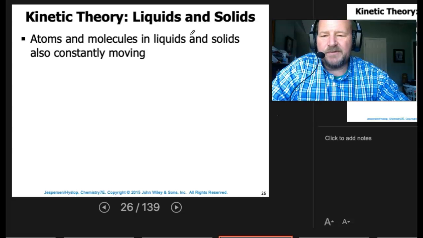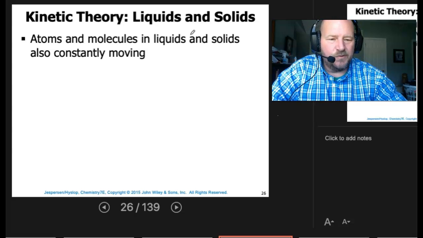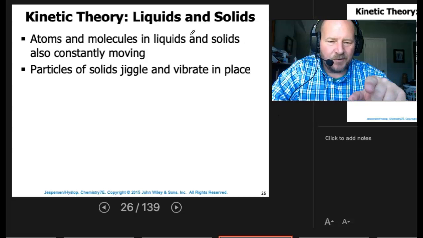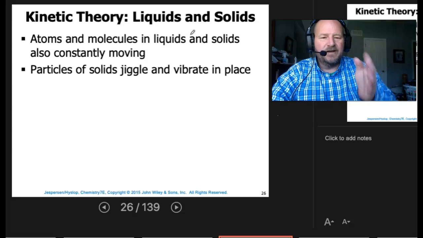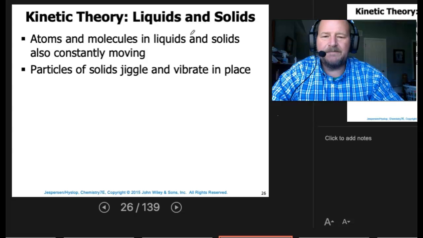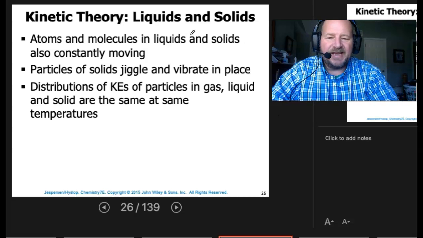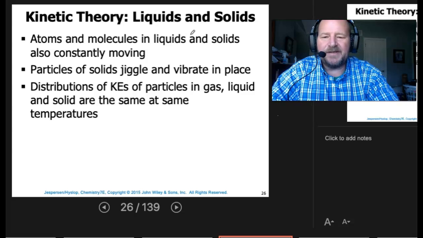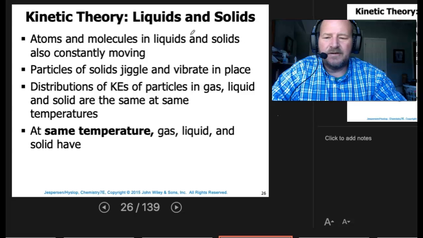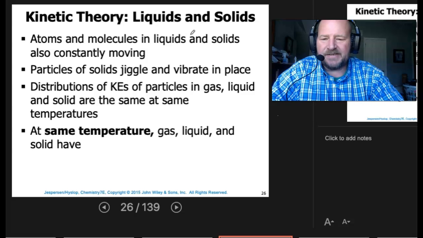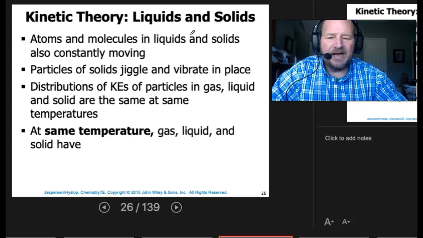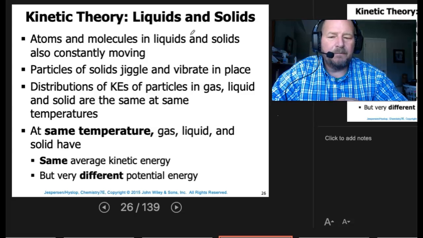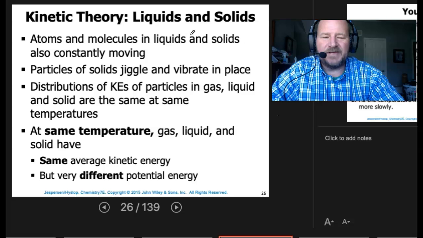All right, kinetic theory for liquids and solids. Atoms and molecules in liquids and solids are also constantly moving, but particles of solids will jiggle and vibrate. So they're not actually moving, they're just shaking. Okay. Distributions of the KEs then in particles for gases, liquids, and solids are the same at same temperatures. So at the same temperature, gas, liquid, and solid will have the same average kinetic energy, but very different potential energies.